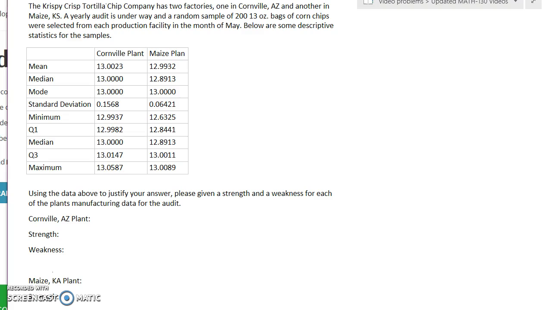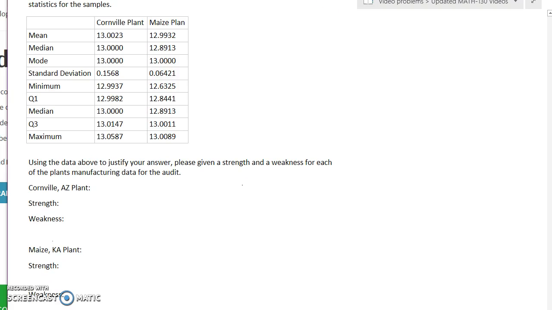I'm going to give you a few seconds to take a look at this. This is the stuff that really gets to, do you understand what these measures of center are asking for? So when we look at the Cornville plant, let's try to identify a strength and a weakness. A strength would be, when we analyze these measures of center, we are all very, very close to 13 ounces, which is what the bags of chips should be, right?